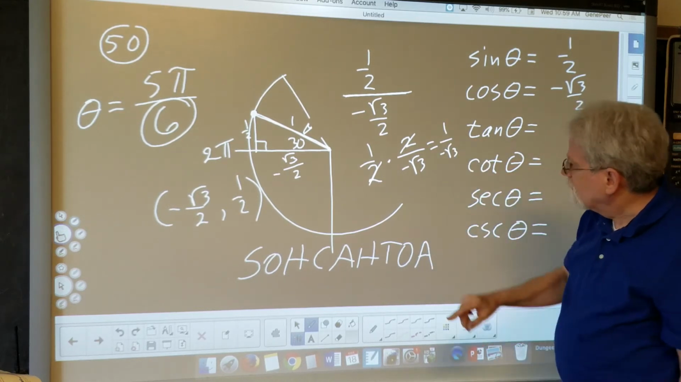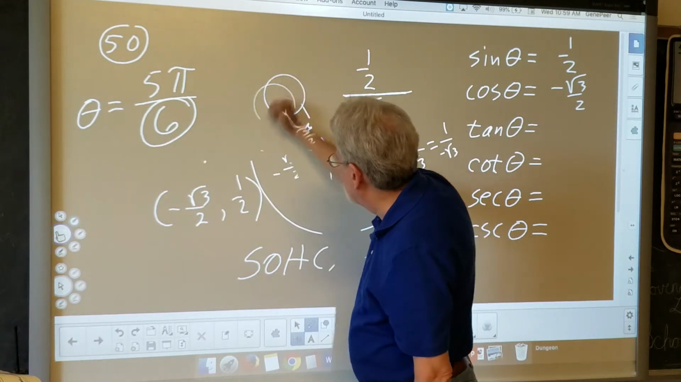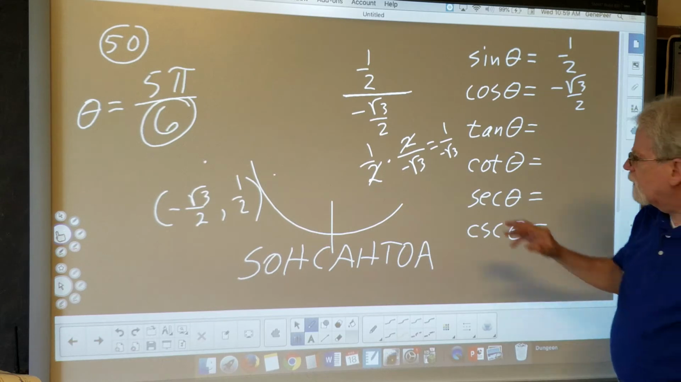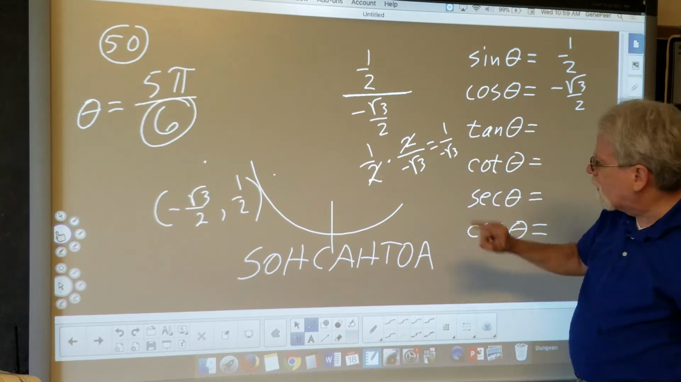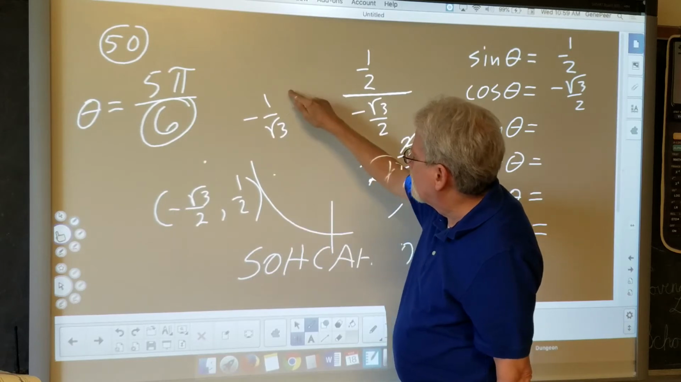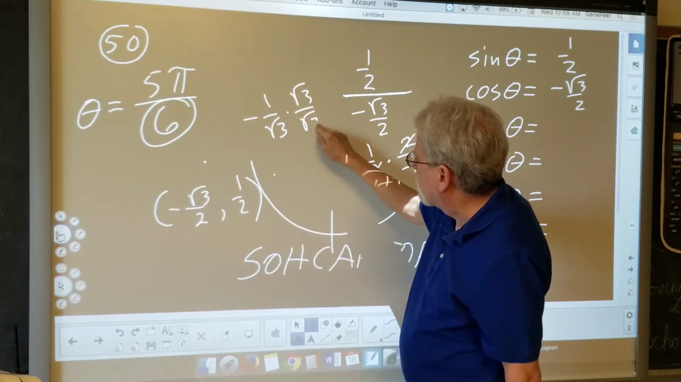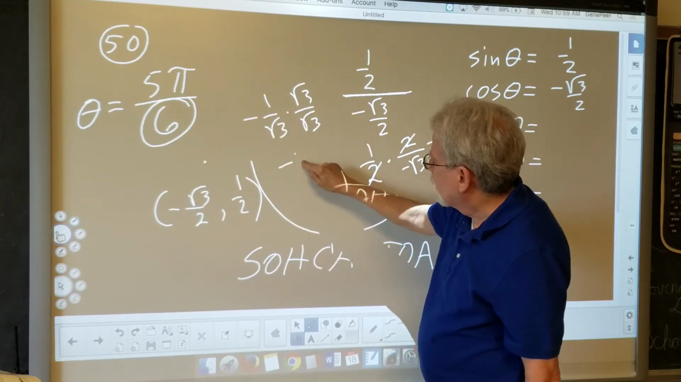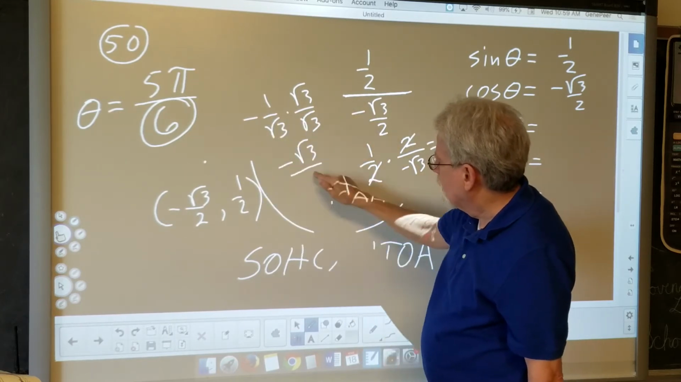But, of course, complications. We can't leave it that way either. We have to change that into proper fractional form. We have to get rid of the radical in the denominator. So we take our negative 1 over square root of 3, multiply by square root of 3 over square root of 3, and we end up with negative square root of 3 over 3.